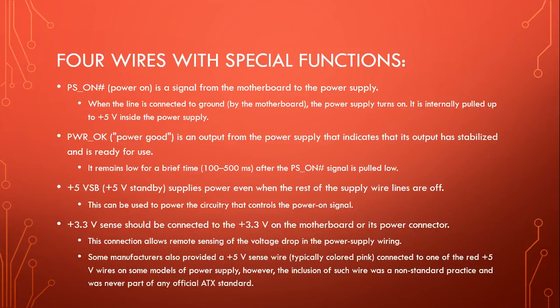Then you have the +3 volt sense, which should be connected to the +3 volt on the motherboard or its power connector. What this connection does is allow remote sensing of the voltage drop in power supply wiring. So this is what actually acts as the sensor. Some manufacturers have also provided a +5 volt sense wire, which is typically colored pink, connected to one of the red +5 volt wires in some models of the power supply. However, the inclusion of such a wire is a non-standard practice and was never part of any official standard for ATX. And that concludes our notes, folks.